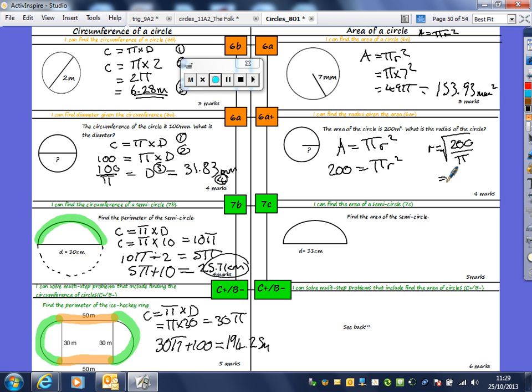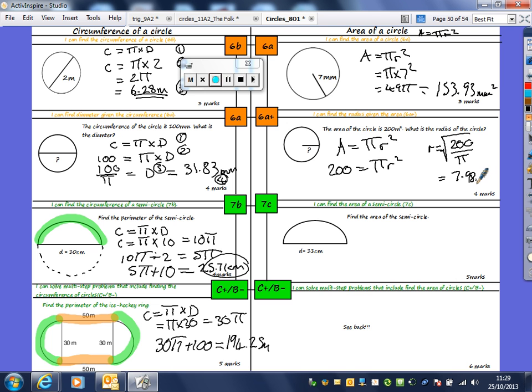So the way I would put it in the calculator on these is 200 divided by pi gives us 63.66. Then if we press the square root button, the green button, and then click equals, we get the answer, and it gives us 7.98.